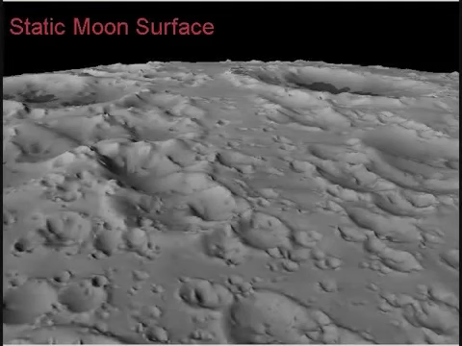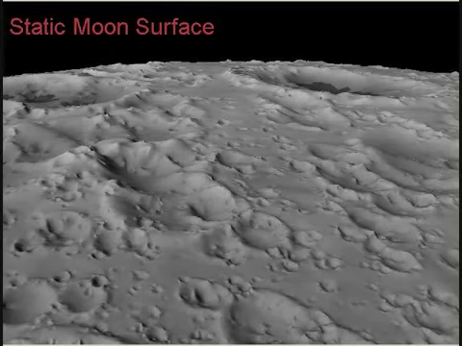There are no continents to move, weather to change, or particles to erode. It doesn't even change from day to night. Except for a meteor hitting it every so often, nothing on the Moon changes.